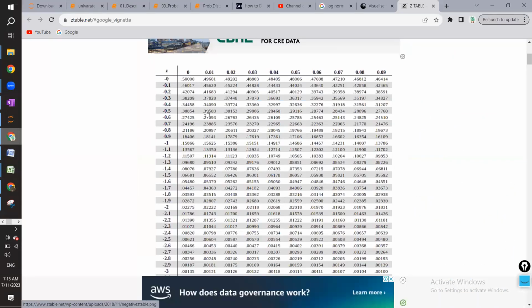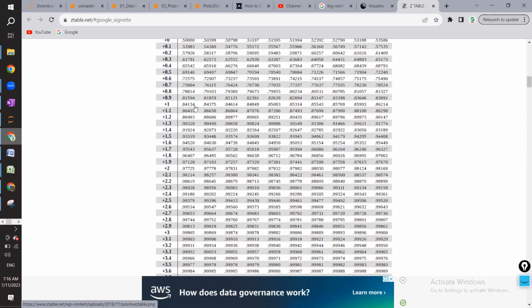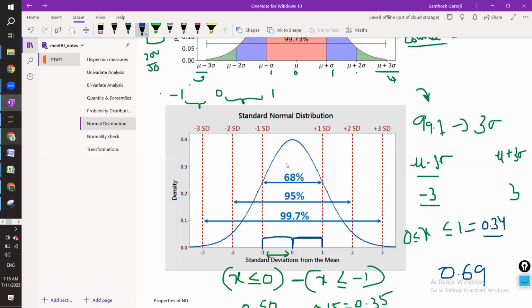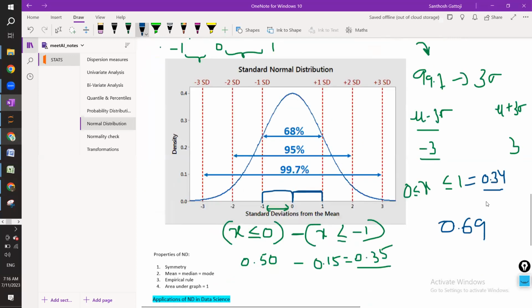Because if you consider the actual values, what is minus 1 actually? 0.15866. Fine, we have assumed it as 0.15. But if you take 0.15866 exactly, and then over here, what is 1? 0.84134. We have considered it as 0.84. But if you take 0.84134 till the fourth, fifth decimal, you will get 68.27. Okay, but roughly you can take it as 68 or 69.